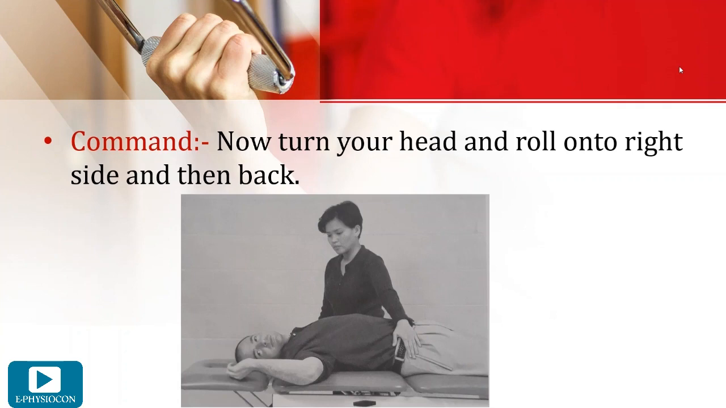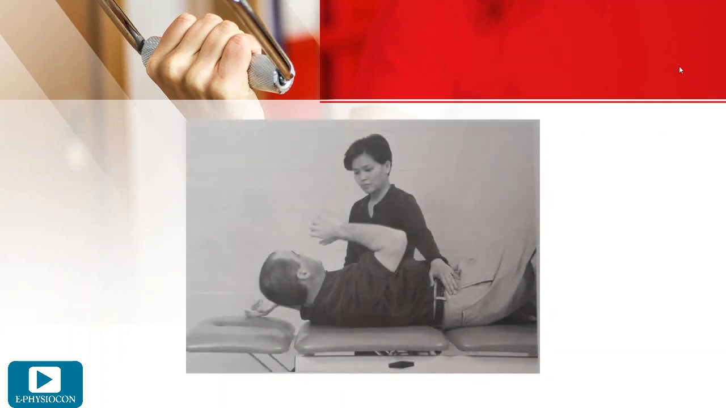As we can see in the picture, the patient is in supine position, head turned away from the therapist, and the shoulder is abducted to 90 degrees and elbow flexed. Now we command the patient to turn the head and roll onto the right side, then back. As we can see in the picture, the patient turned to the right side.